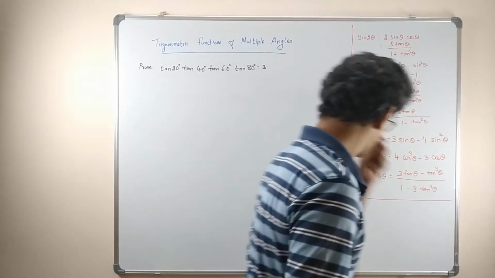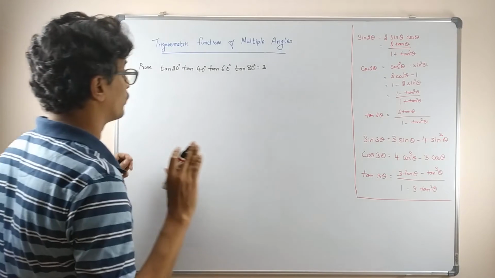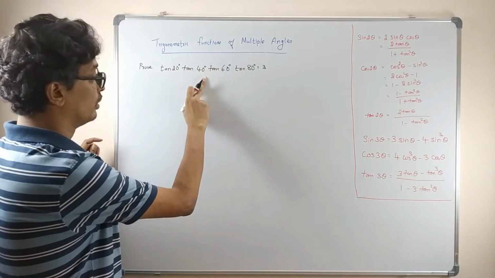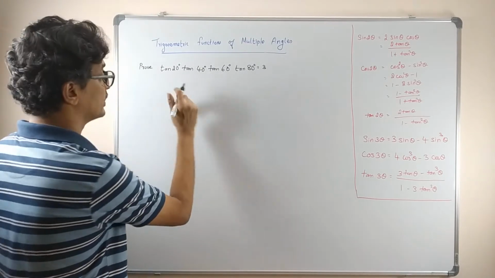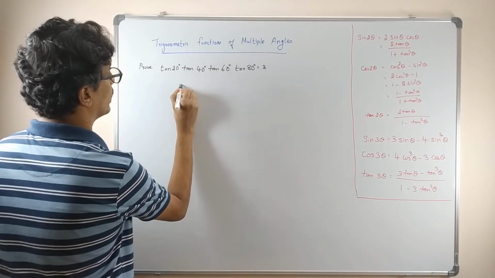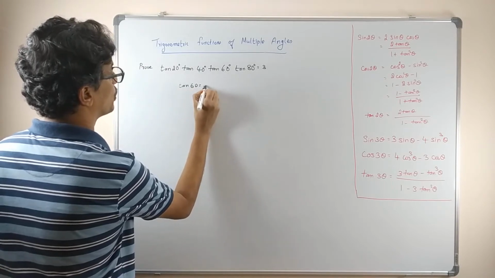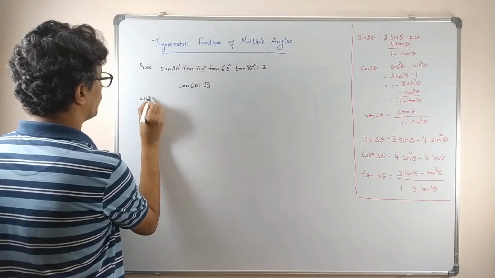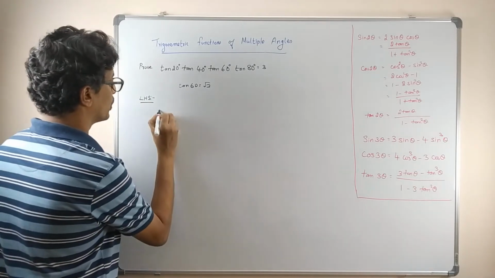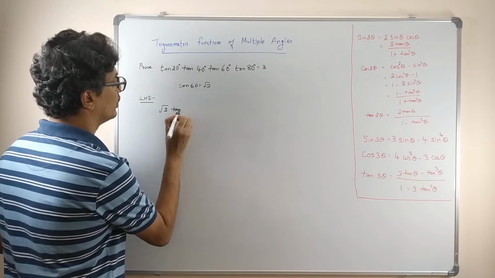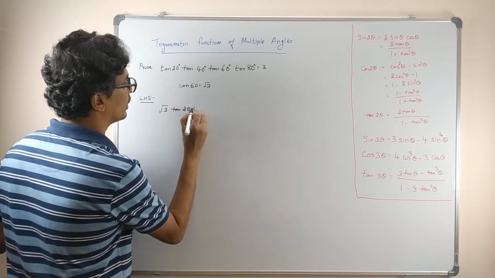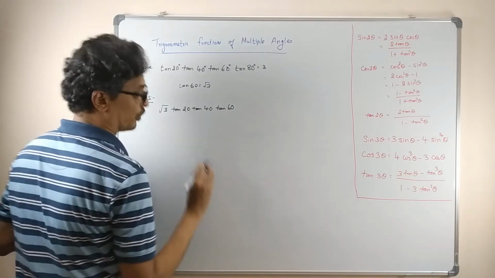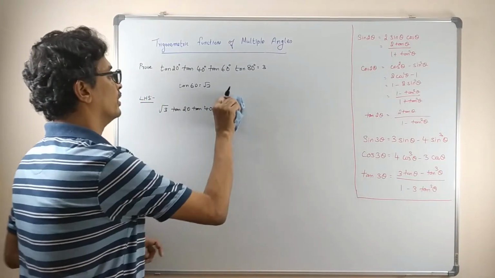So how will we do this? See, tan 20 we don't know the formula. So tan 40 can be written as 2 into 20. Tan 60 anyway we know the formula. Tan 60 equal to what? Tan 60 equal to root of 3. So the LHS will be root of 3 tan 20 tan 40 tan 80. Correct?